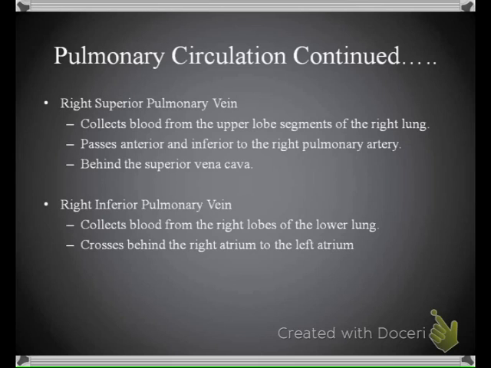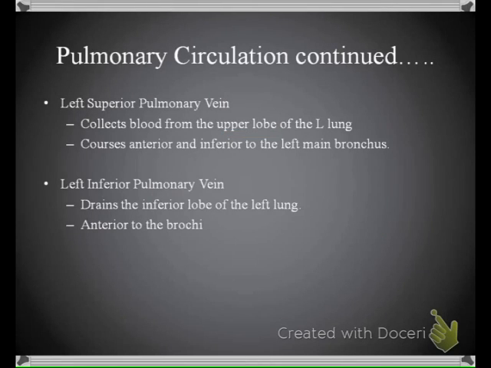The thing to keep in mind here is what they're collecting blood from. The right superior collects from the upper lobe, and the right inferior collects from the lower lobes of the lung.